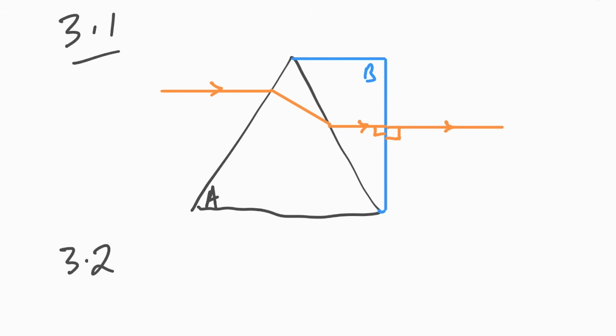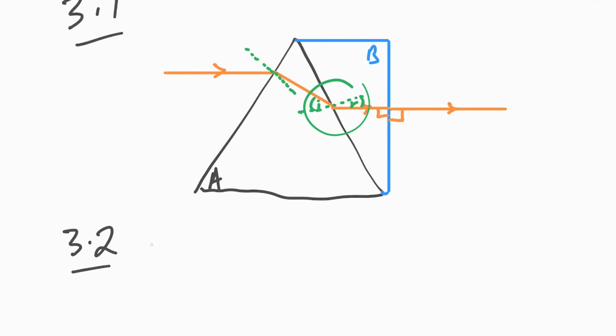Okay, so let's draw our normals on here. Let's draw one there, and let's draw one there. Really the only thing we're concerned about is what's happening between A and B. And what can we see happening? Well, if this is I and this is R, we could say theta 1, theta 2, we can see quite clearly that R is smaller than I. So I is larger than R.